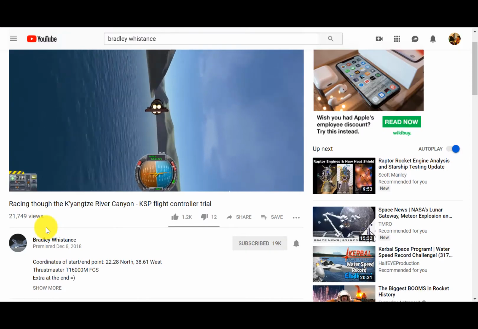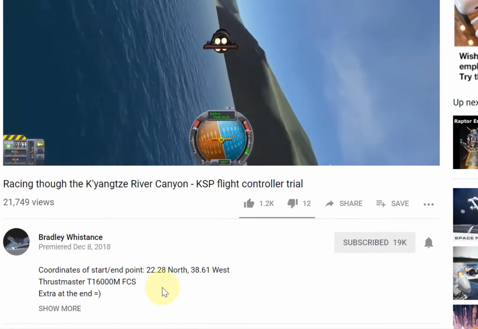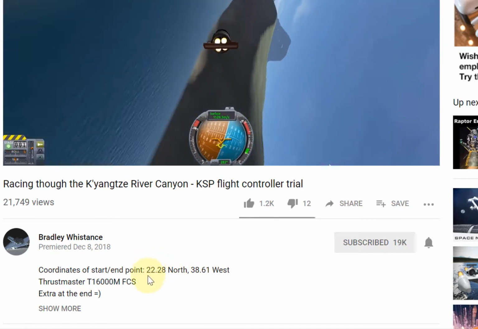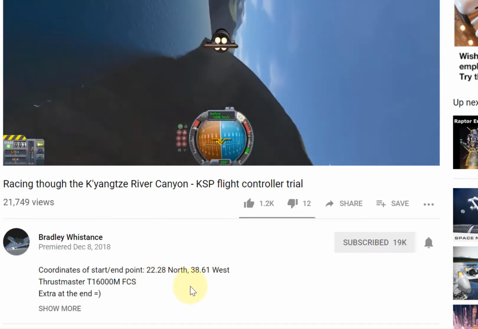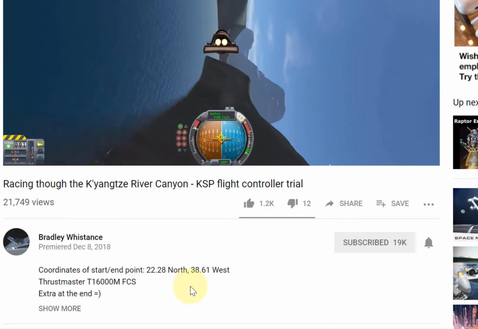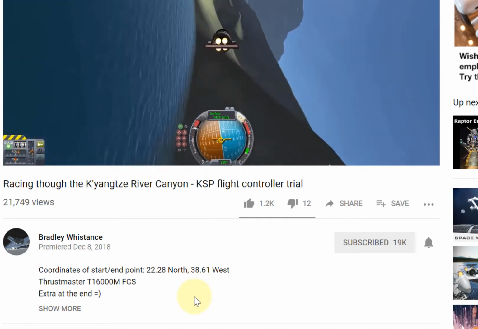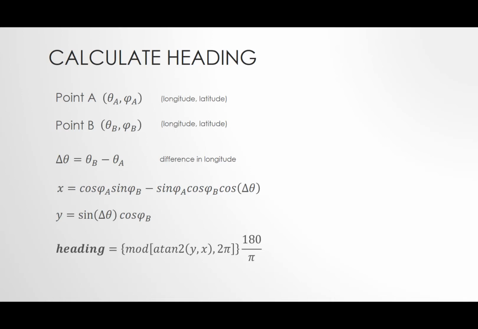In his video, Bradley mentioned the coordinates of the mouth of the Yangtze River in terms of latitude and longitude, and that got me thinking, perhaps I could calculate the direction I should fly from the runway at the Kerbal Space Center to get to the Yangtze River. So I discovered there are formulas to compute the initial course heading to fly from any point A on the surface of a spherical planet to any other point B in the shortest time possible.